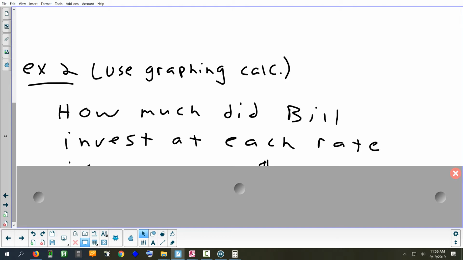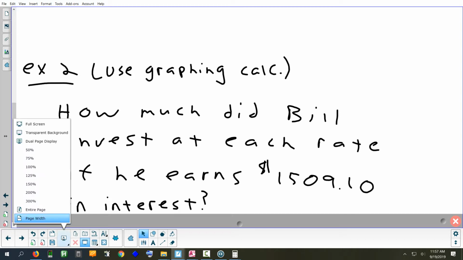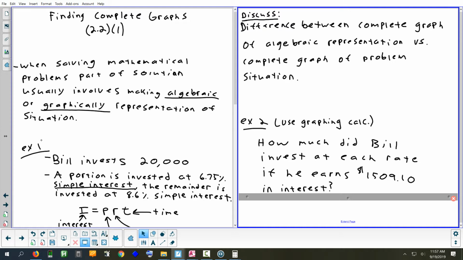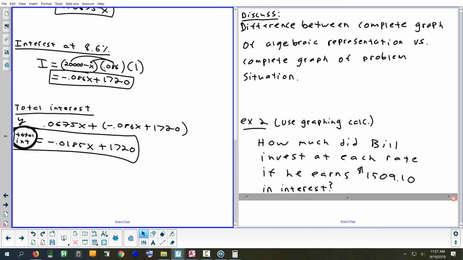So how much money did he invest in each investment if he ended up making $1,509.10 in total interest for the year? So, look at our equation. Where is that $1,509.10 going to go in my equation? Where would I plug it in? Total interest. I'm going to plug it in right there.